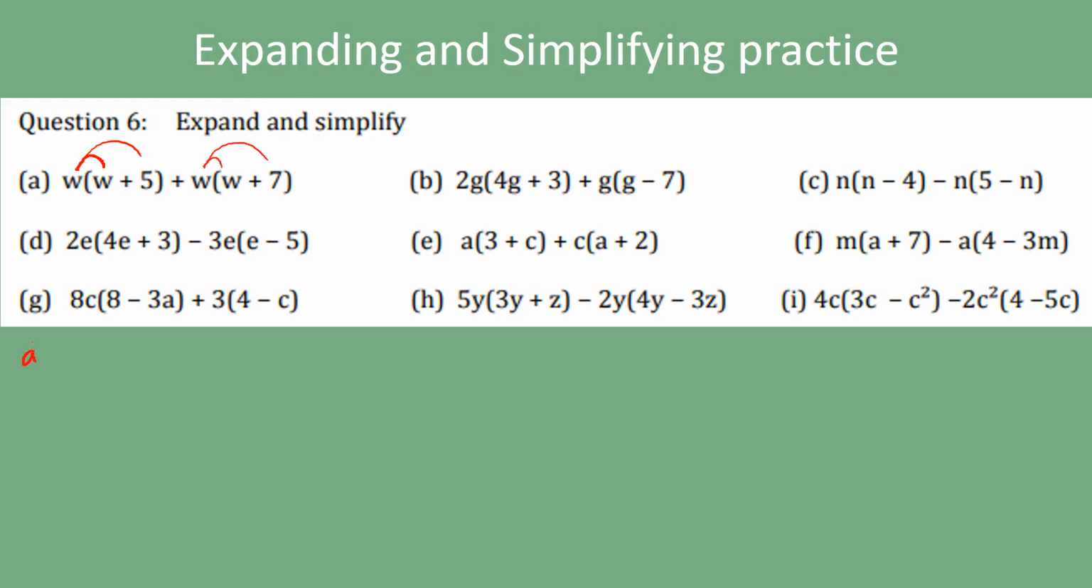So if I was doing A here, I'd say W times W is W squared plus 5W, and then the second one I'd have plus another W squared plus 7W. I'd then need to simplify that together by collecting my like terms. So I've got W squared and another W squared is 2W squared, and I'd have 5W and 7W is 12W. So that's what we need to do, okay?